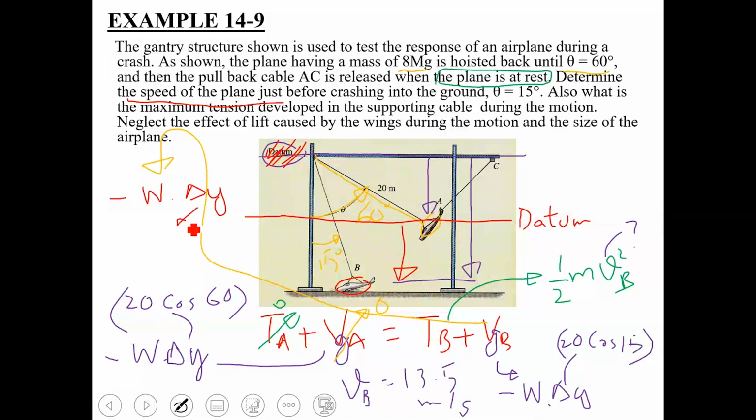Can you identify this delta y from the geometry which is given to you? Yes sir. Find the height from the bigger triangle and the height from the smaller triangle, and take the difference. So it is going to be 20 cos of 15 minus 20 cos of 60, isn't it? Yes sir. Okay, so if I take this 20 cos 60 to the left side, I get this equation, which was your original equation.